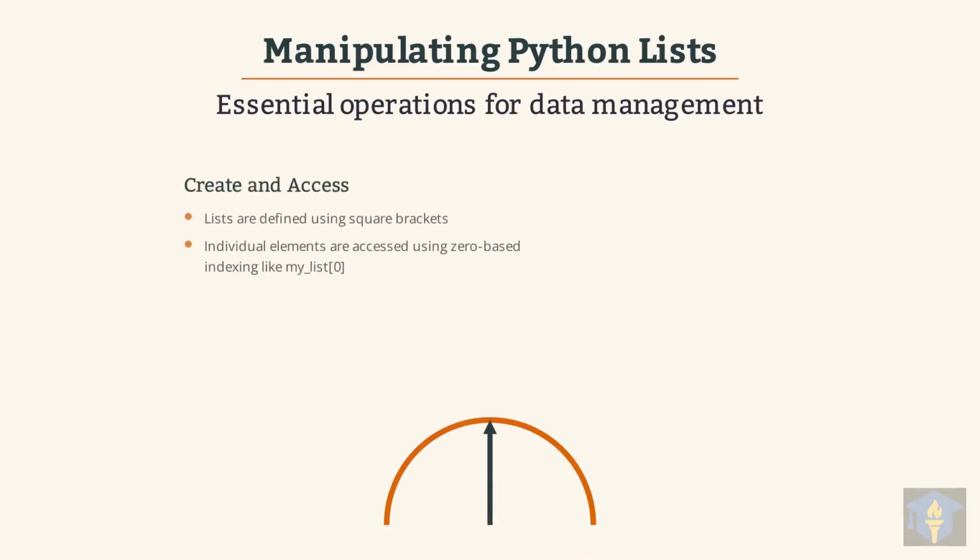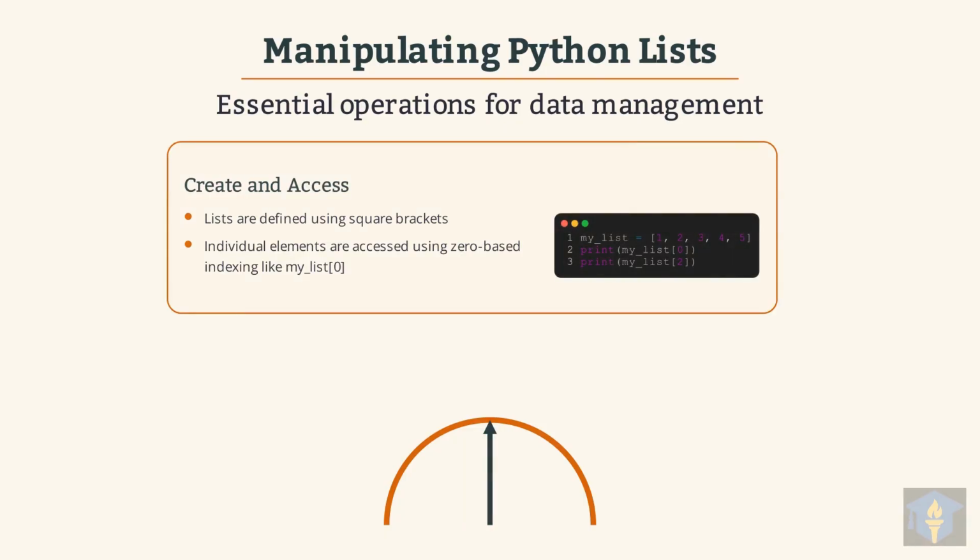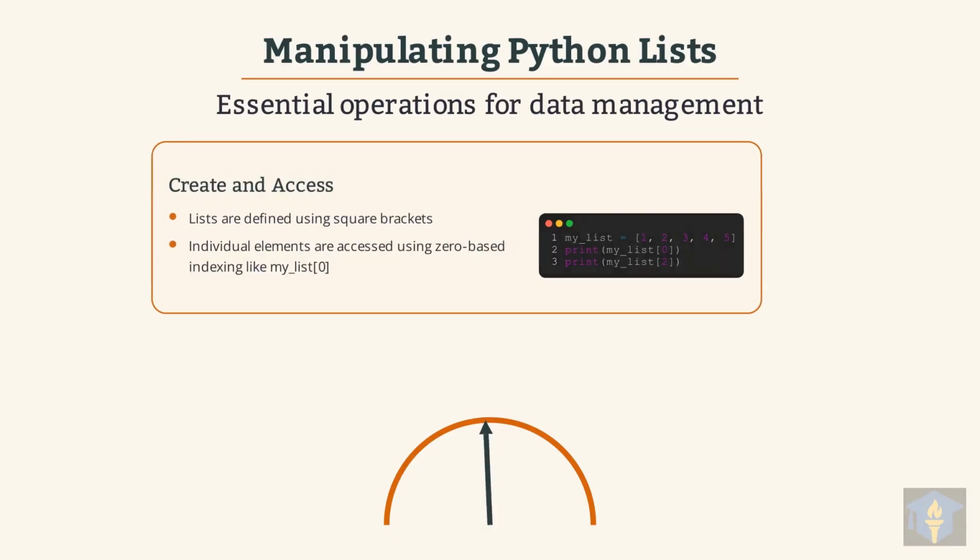Let's start with how to create lists and access their individual elements. Lists are defined using square brackets, and elements are accessed using zero-based indexing, like my_list[0]. This code snippet shows creating a list, and then printing its elements at index 0 and index 2.